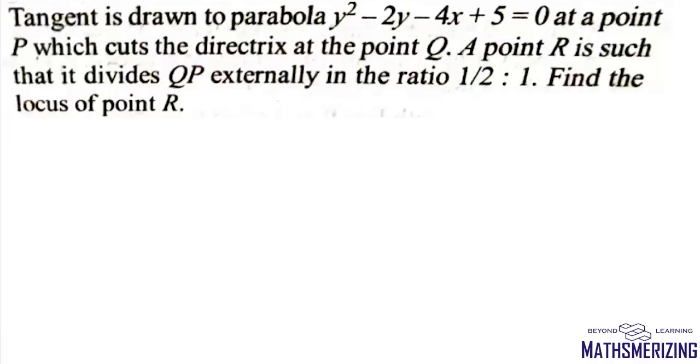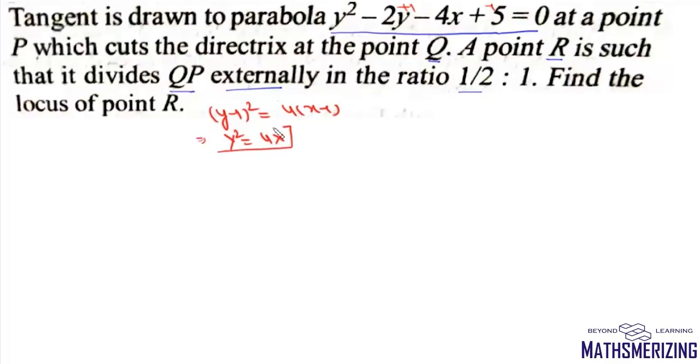Now the question is, a tangent is drawn to the parabola y square minus 2y minus 4x plus 5 equals 0 at a point P, which cuts the directrix at a point Q. A point R is such that it divides QP externally in the ratio 1/2:1. Then find the locus of point R. So first we'll rewrite this equation. So I'll add 1 and subtract 1. So we can write this equation as (y minus 1) whole square equals 4 (x minus 1). So we'll compare it with the standard equation. We'll get y square equals 4 times capital X.